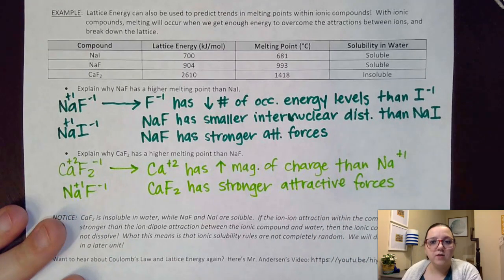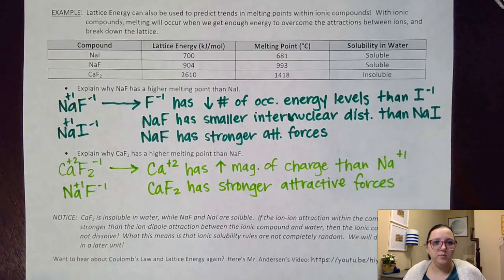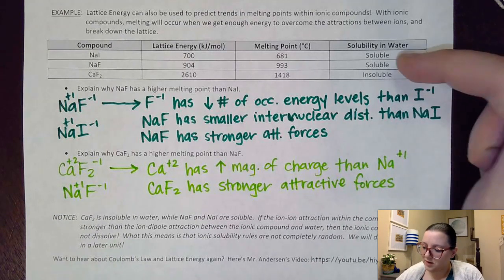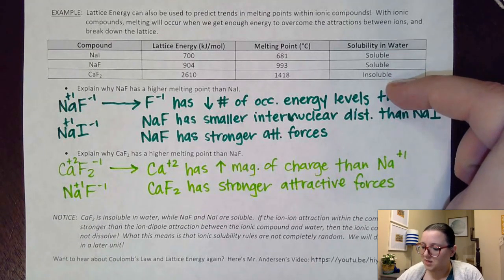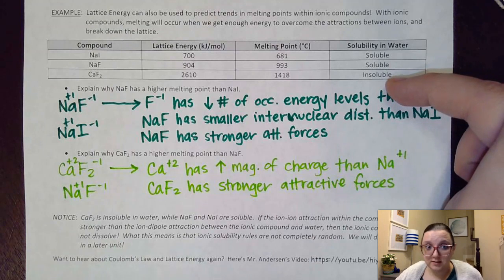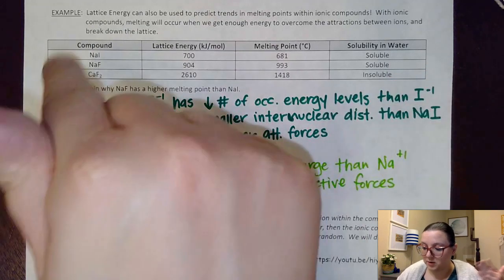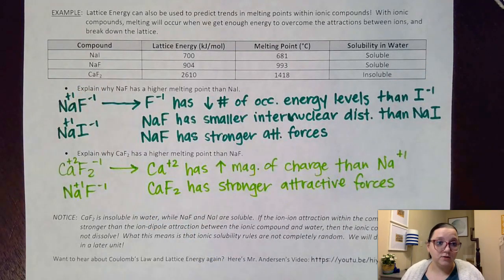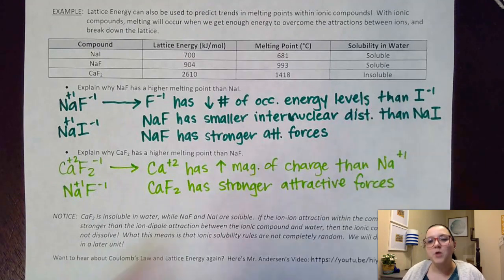By the way, you may have also noticed that they mentioned on here solubility in water. And if you look here, the thing that had the least number of occupied energy levels, comparing fluorine and iodine, and yet the highest magnitude of charge at calcium, the thing that had both magnitude of charge and occupied energy levels more favorable was insoluble in water. One of the things that does play a role in solubility is attractive forces. It's not the only thing that plays a role, but it's one of the major things.